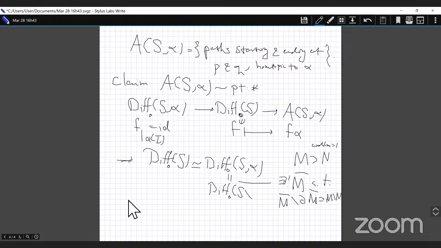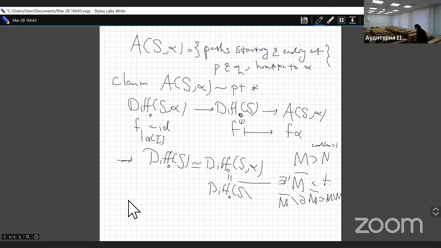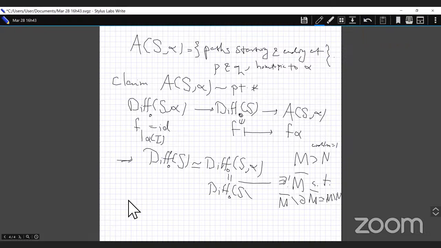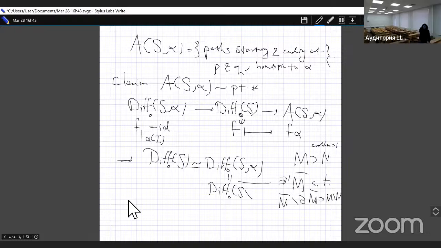You're saying there's a canonical way to do it without choosing a tubular neighborhood, a more functorial way to cut m along n. Let's see if I can remember.